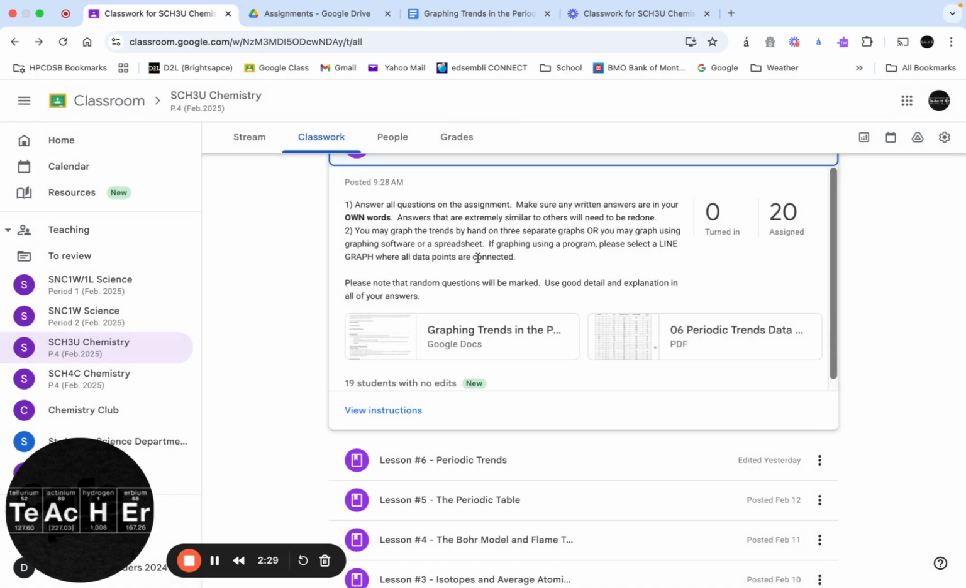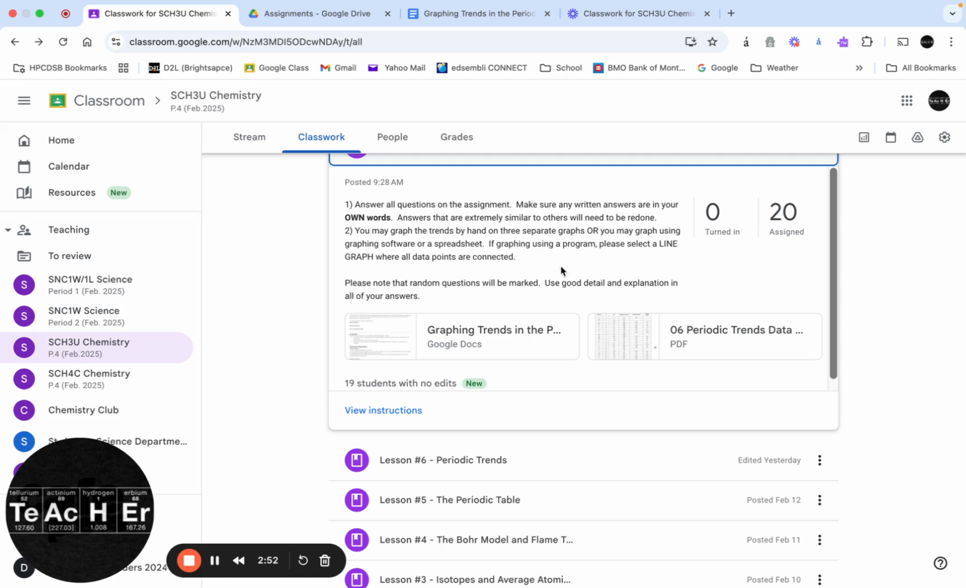You can graph by hand if you like, and if you want to, maybe you have graph paper at home. Otherwise, I'll add a PDF file of graph paper that you can print off if you want. Otherwise, you should be graphing using software or a spreadsheet. It doesn't matter to me.